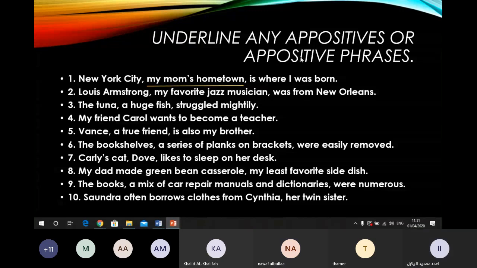Okay. Number 2, Abdulaziz Al Yusuf. Louis Armstrong, my favorite jazz musician, was from New Orleans. So here you have Louis Armstrong, the first noun, and you brought my favorite jazz musician in order to identify it. So my favorite jazz musician is considered to be an appositive phrase.